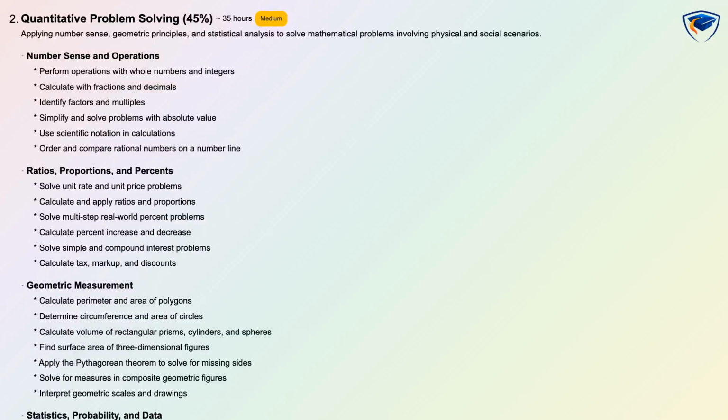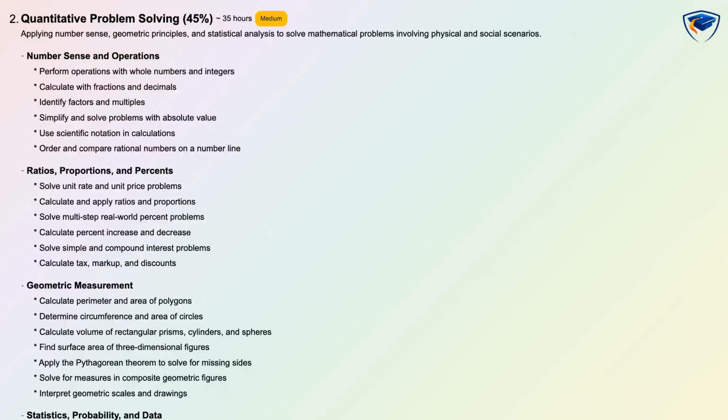Quantitative problem solving is 45% of the exam, rated medium, and recommends about 35 hours of study with conceptual plus scenario-based assessments that require both computation and interpretation. In number sense you will practice operations with whole numbers and integers, calculate with fractions and decimals, identify factors and multiples, use absolute value and scientific notation, and order rational numbers on a number line to build reliable calculation skills.